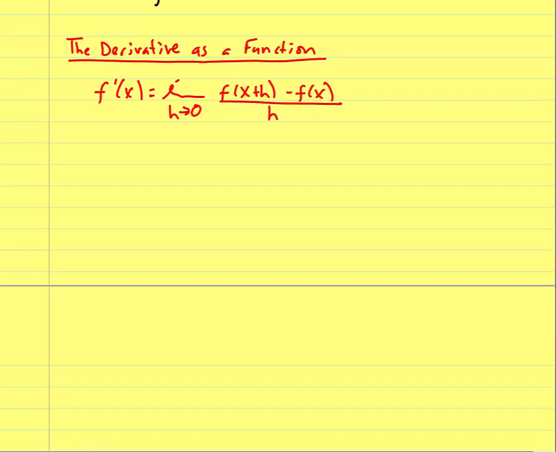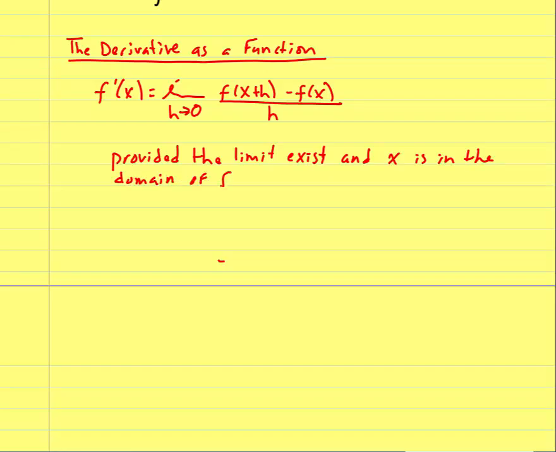Now, this is only true under particular circumstances. This is only true provided, first of all, the limit exists, which totally makes sense because if the limit didn't exist, then the derivative wouldn't exist, and x is in the domain of f. So what this means is I can't take the derivative where a function is undefined. So if I have a vertical asymptote on a function or a hollow point, I can't take a derivative there because it's not defined in the domain there.